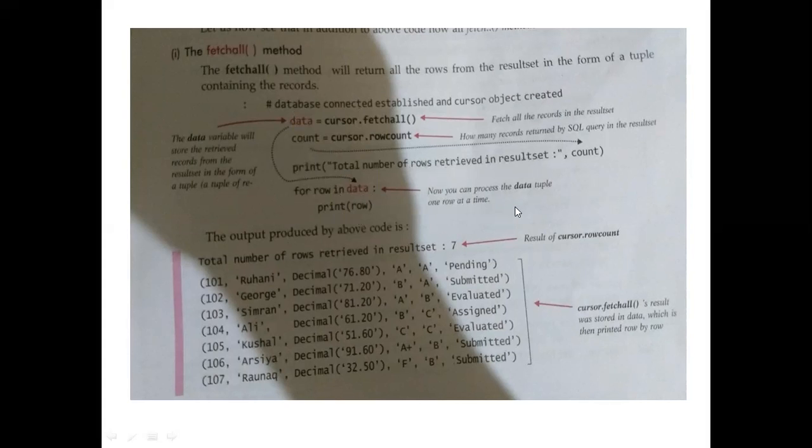Now you can process the data tuple one row at a time. So this is the output. So fetchall: database में जितना भी record था उसको tuple form में यहाँ पे show किया है using the fetchall function.